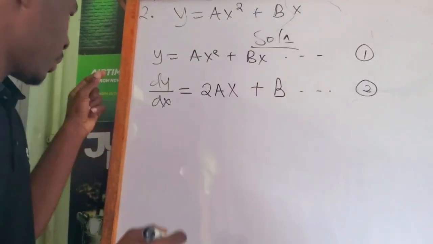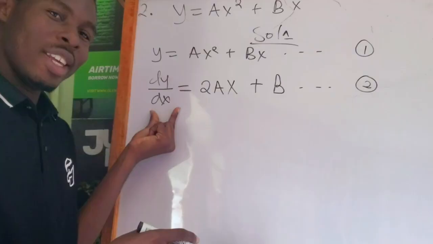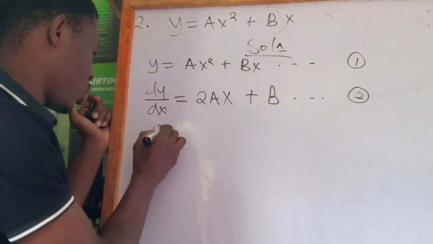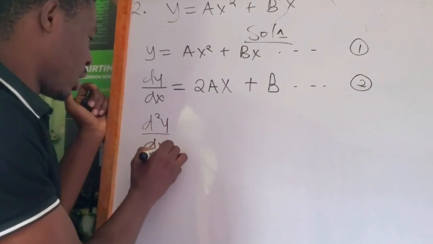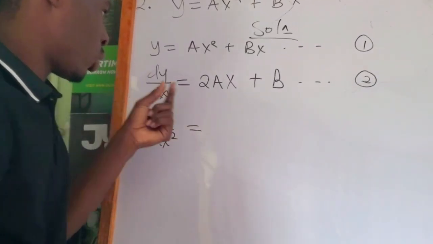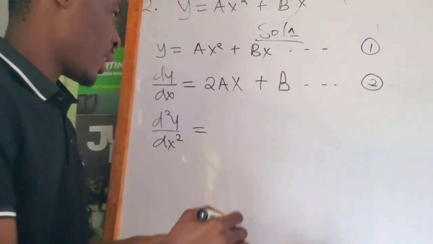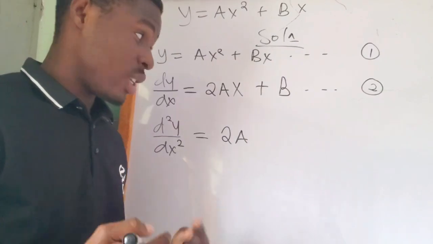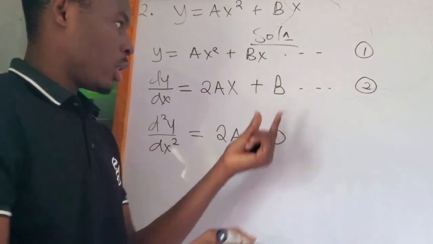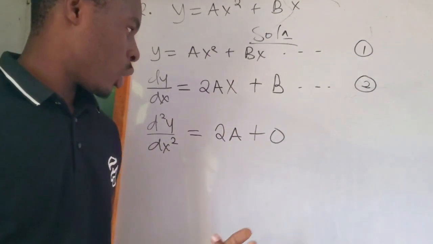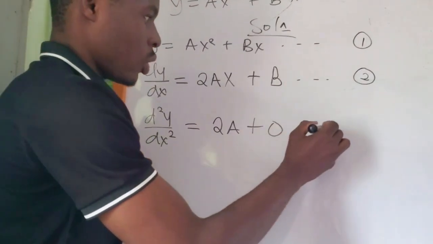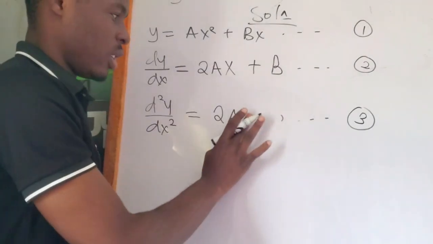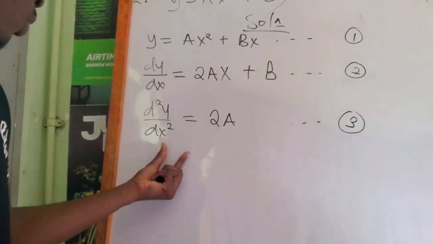Let's differentiate again. So if we differentiate dy/dx, you get d2y/dx squared. So this will be d2y/dx squared, which will be equal to, if we differentiate 2ax, you get only 2a. If we differentiate b, you get 0, because b is a constant, an arbitrary constant. So let's call this equation 3. We can just get rid of the 0 because it is 0.